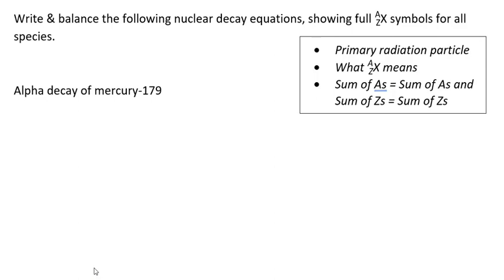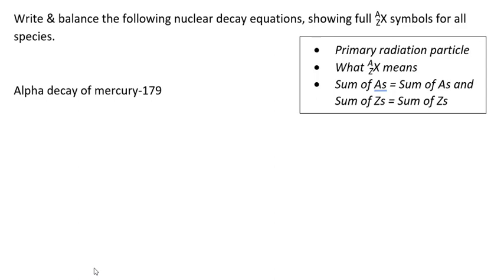Now, there are a few things that you need to know in advance as you're coming in to solve these problems. The first is you need to know which primary radiation particle is emitted from each of these processes, because that particle is going to become one of your product species, and it will set the stage for how everything else balances, how all the other numbers work out.